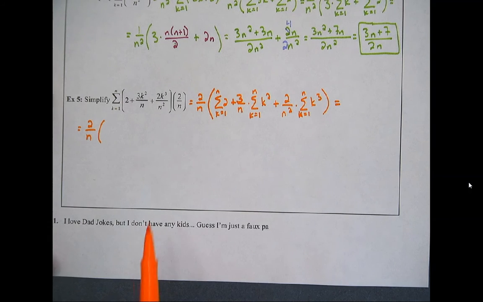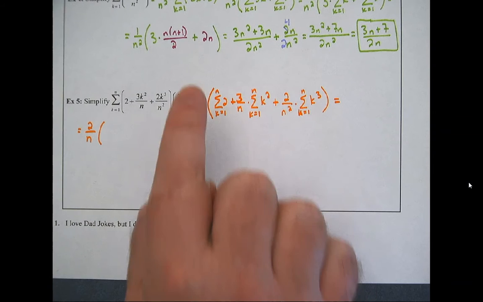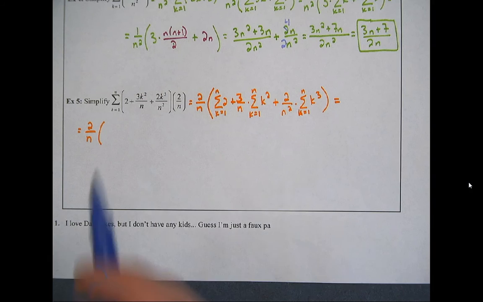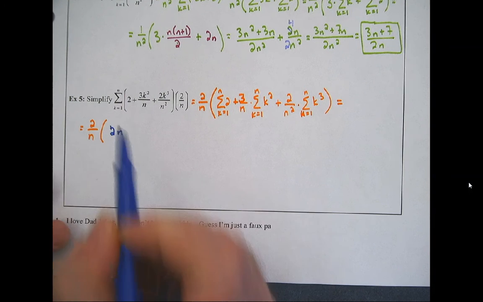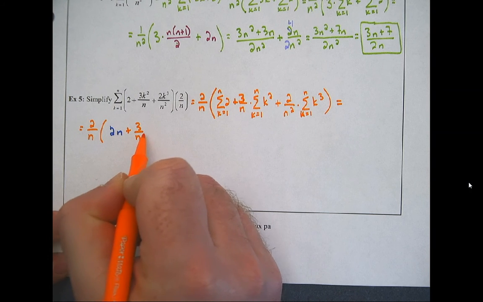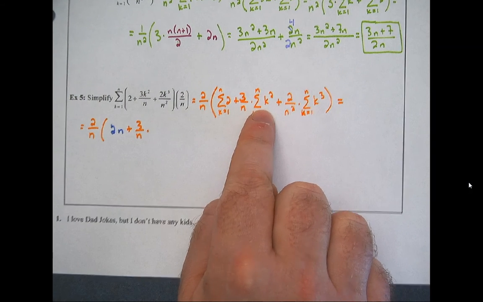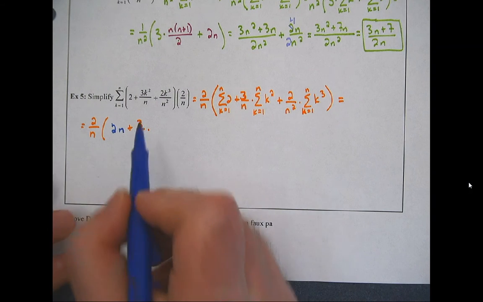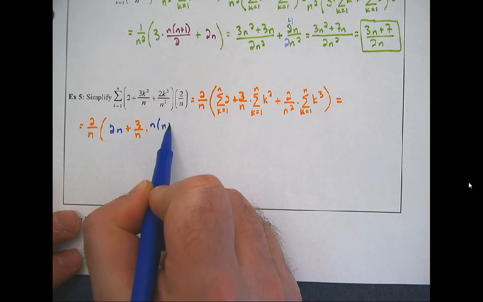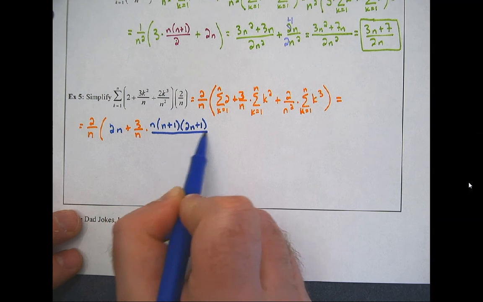times the quantity. Okay, this is the sum, this is one that we can figure out. The sum of 2 would be simply 2n. Plus 3 over n times. Now we've got this formula for k squared, which I'm going to look at my cheat sheet. There's the formula for k squared. And we can't plug anything in for n besides leaving it as n. So it would be n plus 1, 2n plus 1 over 6.